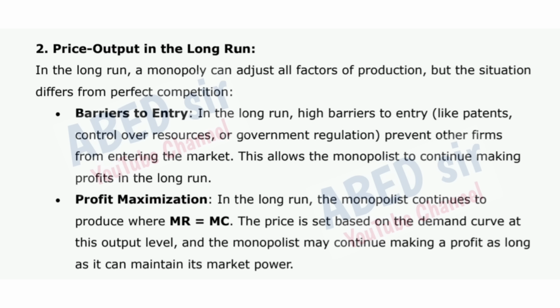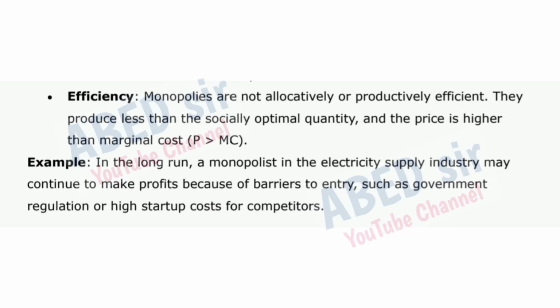Profit maximization. In the long run, the monopolist continues to produce where MR is equal to MC. The price is set based on the demand curve at this output level, and the monopolist may continue making a profit as long as it can maintain its market power. Efficiency. Monopolies are not allocatively or productively efficient. They produce less than the socially optimal quantity, and the price is higher than marginal cost, P > MC.